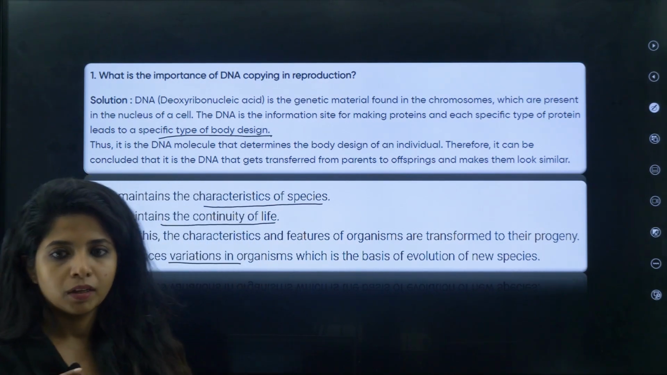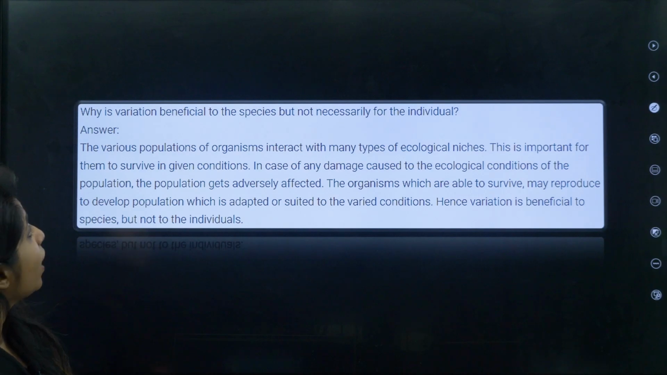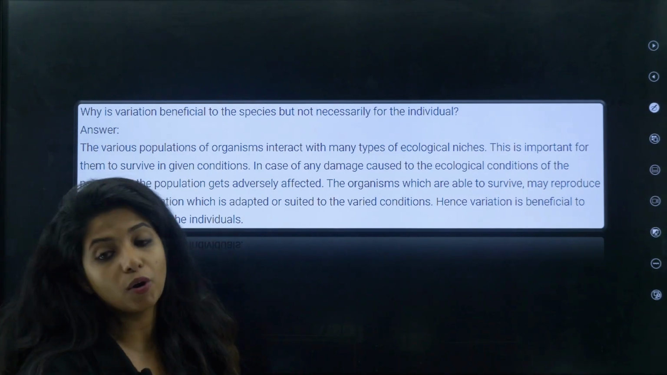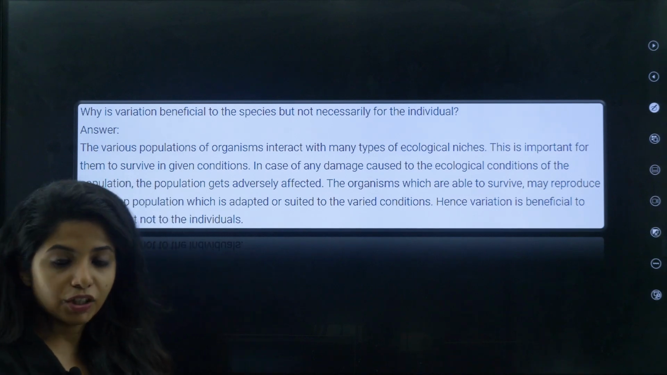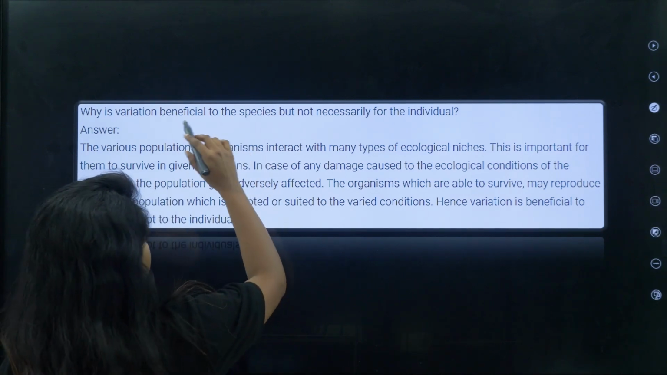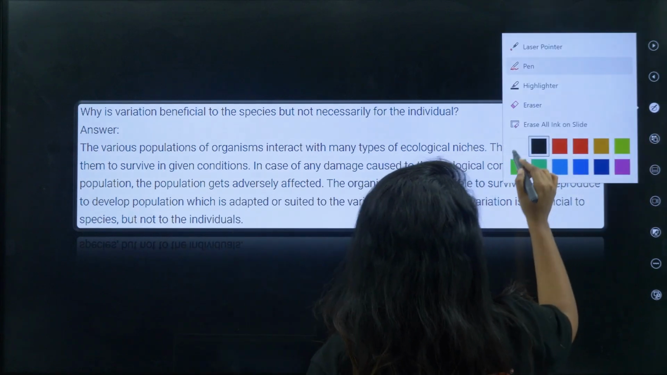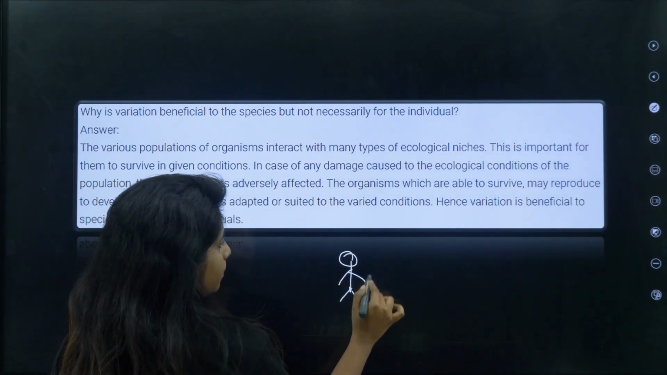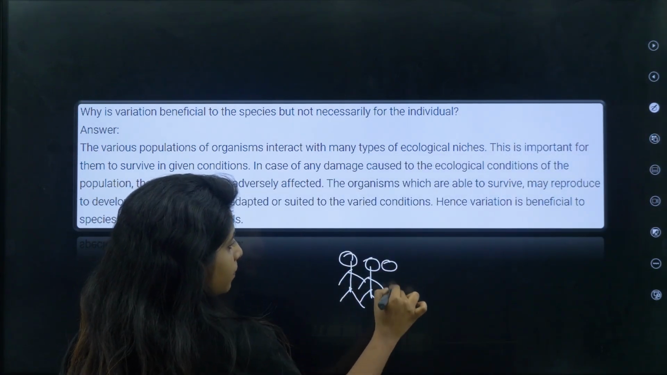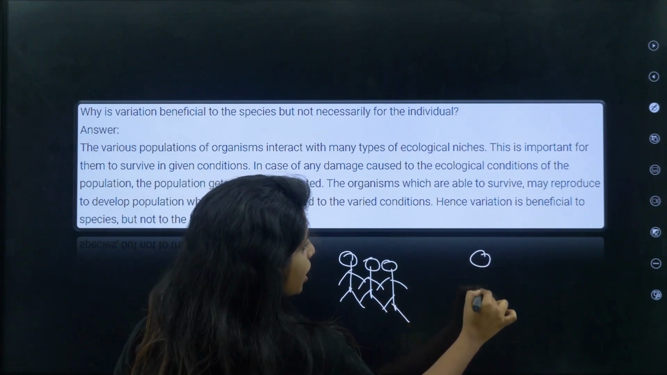but in points. Okay, going ahead, why is variation beneficial to the species but not necessarily for the individual? Did you understand the question? Why is variation useful for a species but not for an individual?